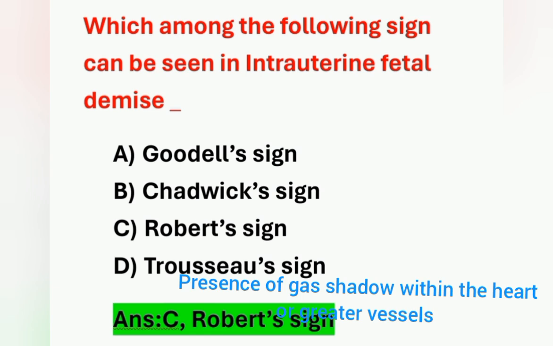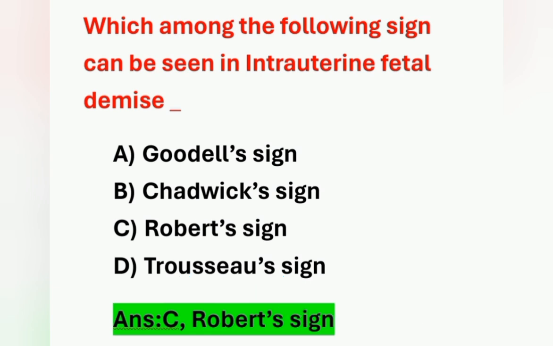Robert sign indicates the presence of gas shadow within the heart or great vessels, which indicates intrauterine fetal demise or intrauterine fetal death. It can usually be seen 1 to 2 days after the death of the baby. That is the Robert sign. Option, Gould sign. Gould sign is the softening of the cervix. Cervix becomes soft. It is usually seen in the first trimester, at the earliest the 6th week of pregnancy.